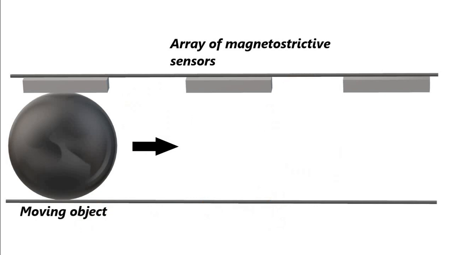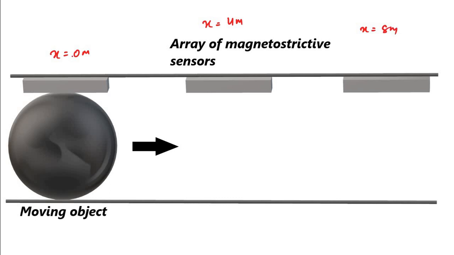Another way is, suppose we want to continuously monitor the position of the object and how much distance it has traveled. So in that case, what is done? A series of magnetostrictive sensors is placed at fixed distances, let's say along the x-axis. Let's say this is x equal to 0 meter, another is placed at x equal to, let's say, 4 meter, another is placed at x equal to 8 meter.